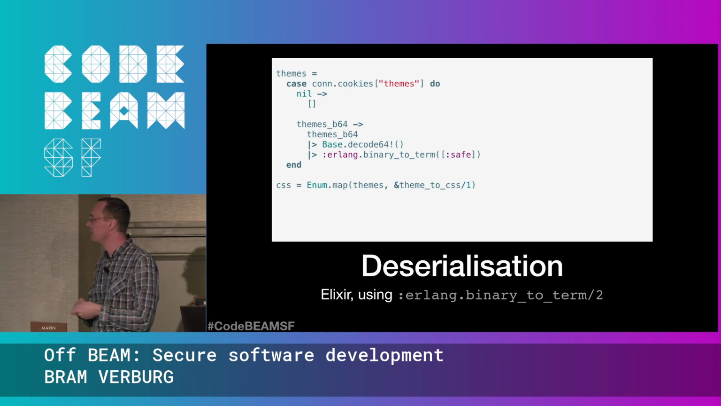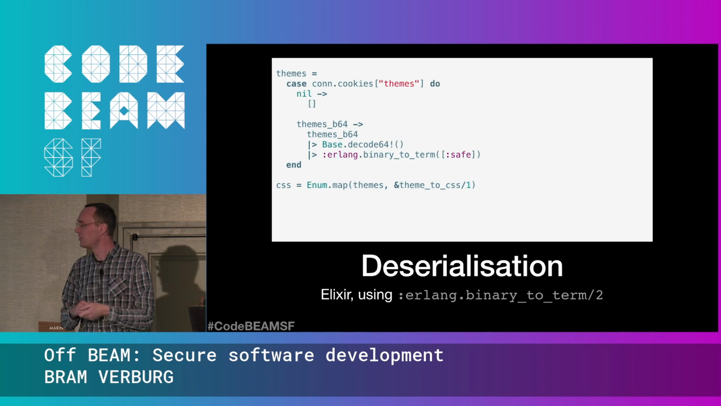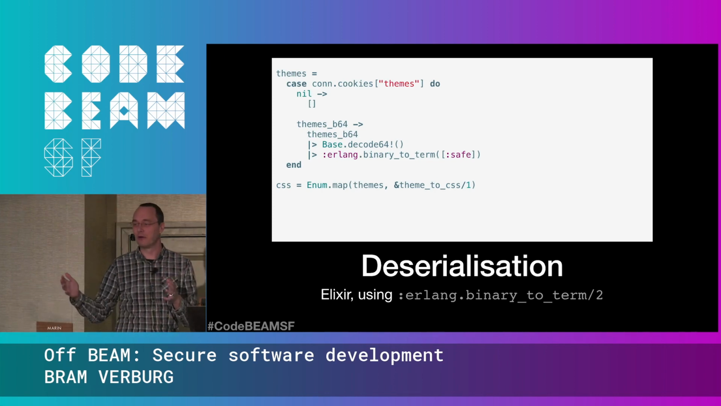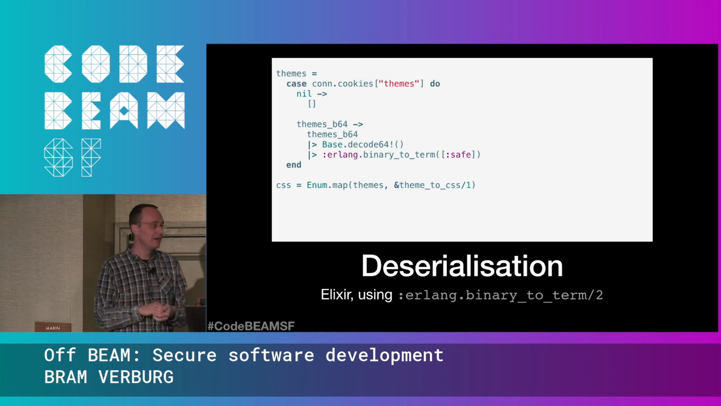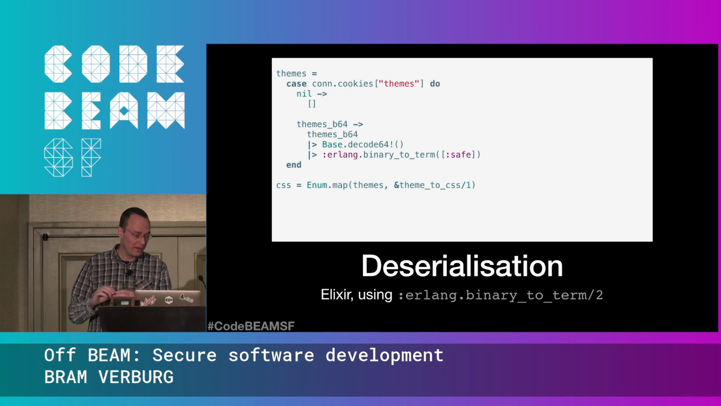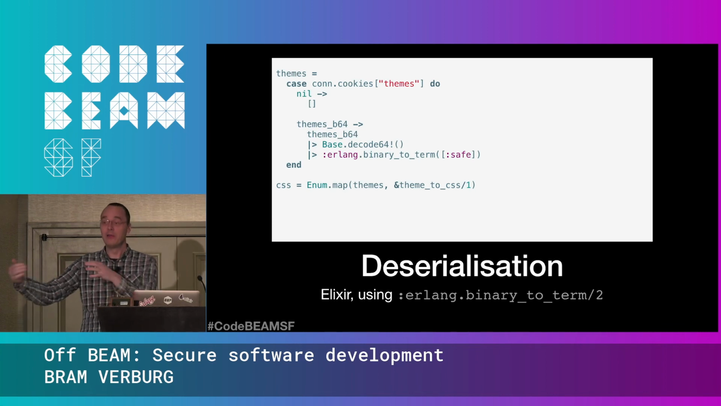So this website basically lets the user customize the theme of the website, maybe set a dark background or change the font or whatever. And it does so by setting a cookie called themes, and it basically serializes some Erlang terms into that cookie. When the next request comes in, it gets deserialized, and it then basically enumerates over that list in order to build the CSS that will be rendered to the user.